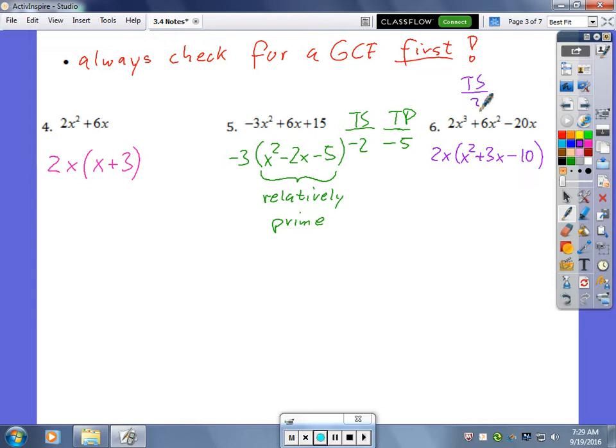This trinomial we now need to factor. The target sum is 3. The target product is -10. What are the numbers that work out to give us both target product and target sum? Those numbers are +5 and -2. So therefore our final answer, and don't forget the greatest common factor that you found in the first step. That is part of our final solution. That stays on the outside, and we got 2x times (x + 5) times (x - 2).